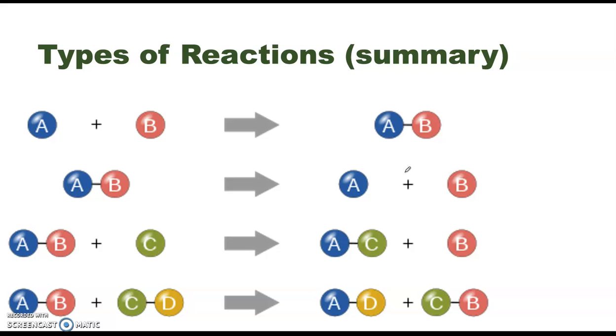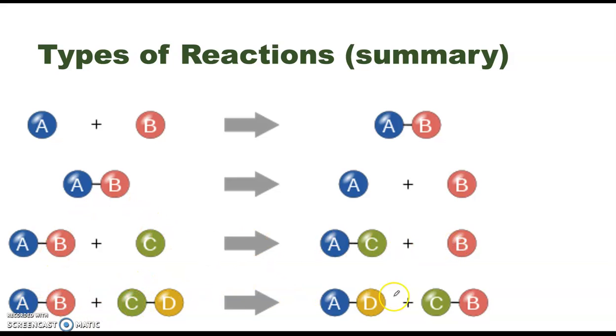So here's a summary. Take a second to identify these if you want on your own. In the first reaction, you've got two separate things coming together. That would be a synthesis reaction. One thing breaking apart is a decomposition. Then this is a single replacement. The C is going to come in and kick out one of the elements here. It leaves B on its own.